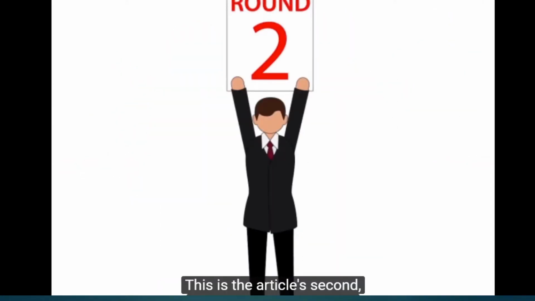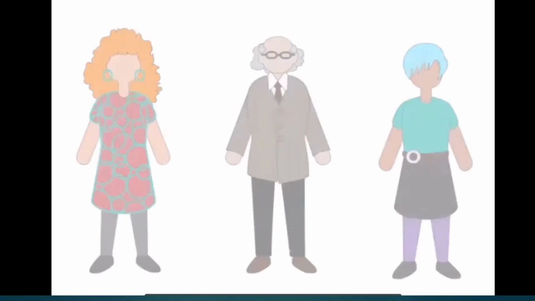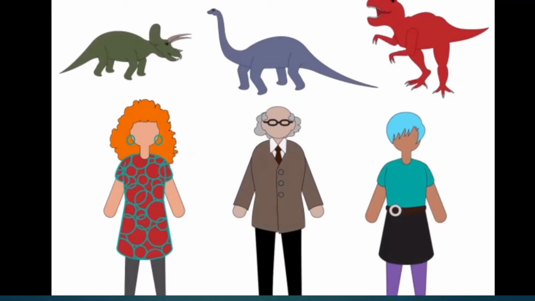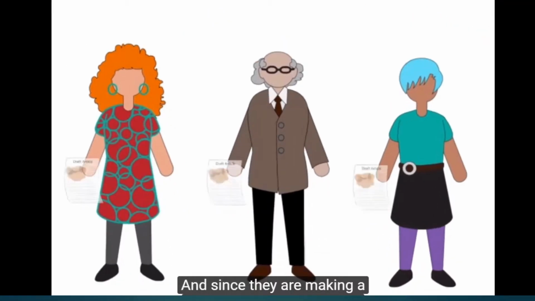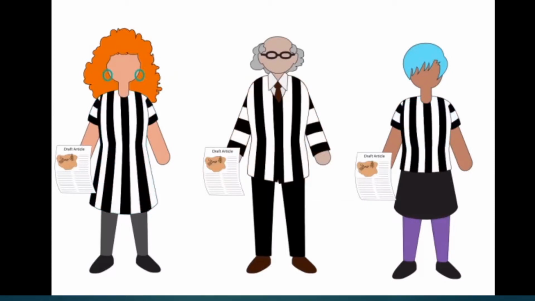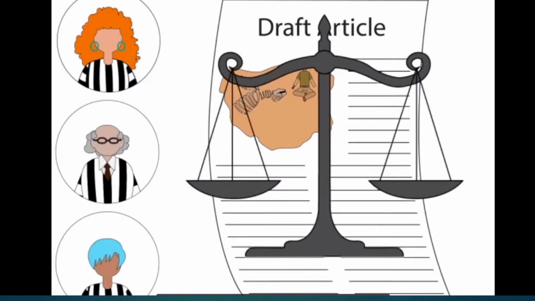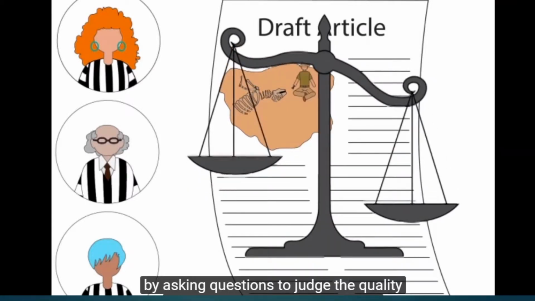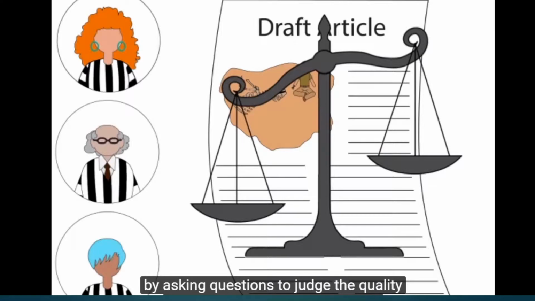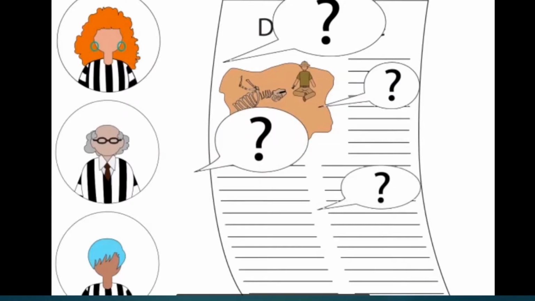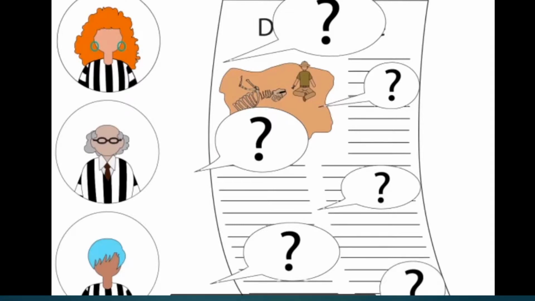This is the article's second and most important test. These experts are the author's peers, since they're working in the same research area. And since they're making a judgment about the article, they're sometimes called referees. So peer-reviewed articles are sometimes called refereed articles. Each reviewer evaluates the article by asking questions to judge the quality and significance of the research. Questions like, what is this research about? Is it interesting? Is it important? Is the methodology sound? Are the conclusions logical? And are the findings original?